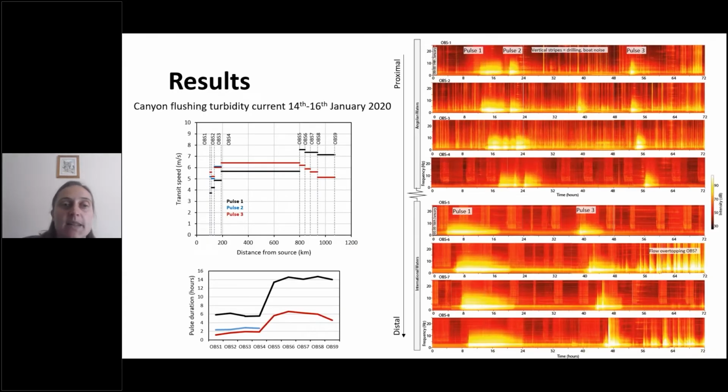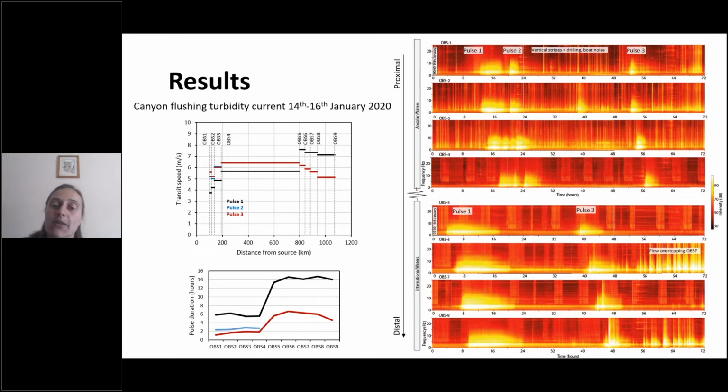So this is the seismic signal of our biggest event that we recorded in the data set. This is the canyon flushing flow from the 14th to 16th of January 2020. We knew to go and look for this flow because this was the one that broke all our ADCP moorings and had them floating on the surface of the ocean. So it was the first place we went to look for an event.